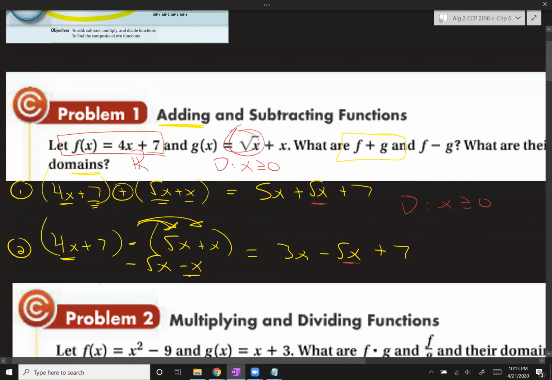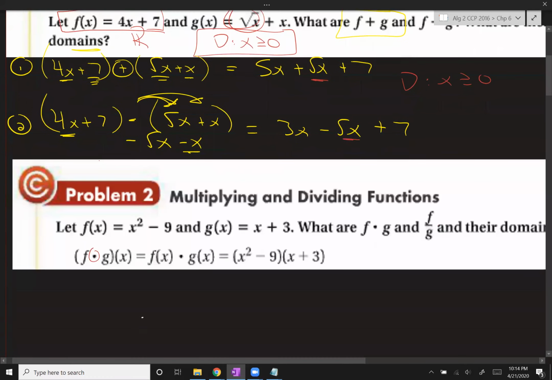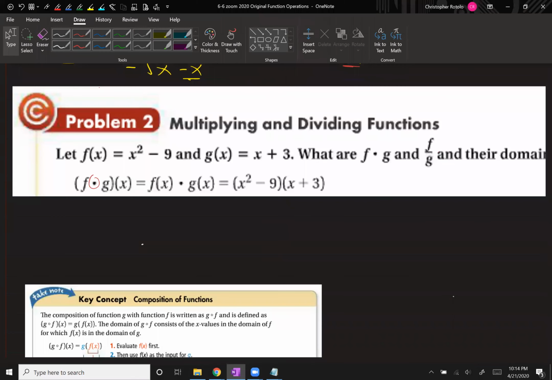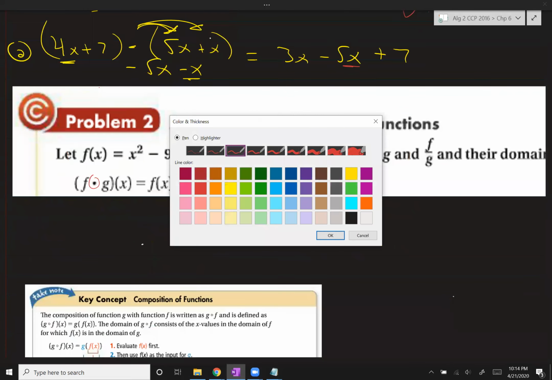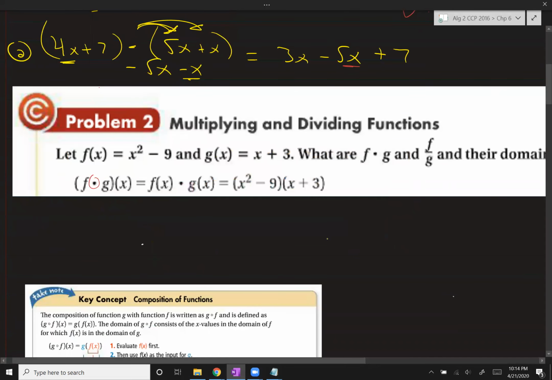Okay, so that's the key. If you're dealing with a square root, it's going to end up being greater than or equal to 0, unless we have some more things inside of that function. Okay? But today, our focus is really just add, subtract, multiply, and divide these functions. Having said that, let's move from adding and subtracting into multiplying and dividing.